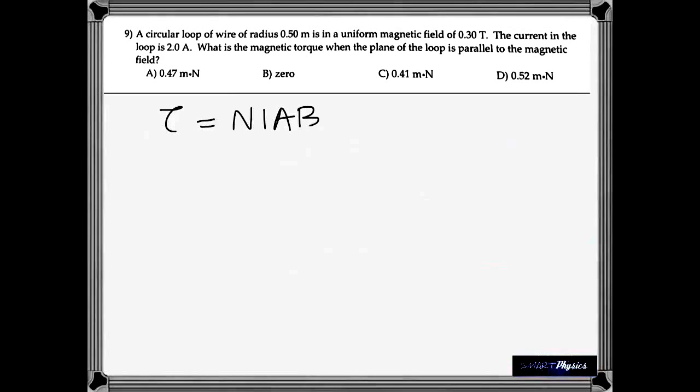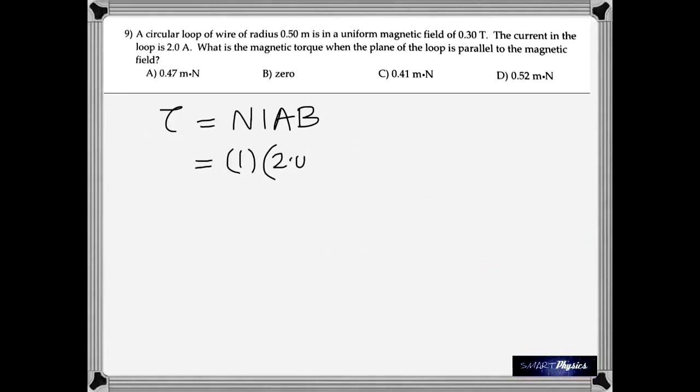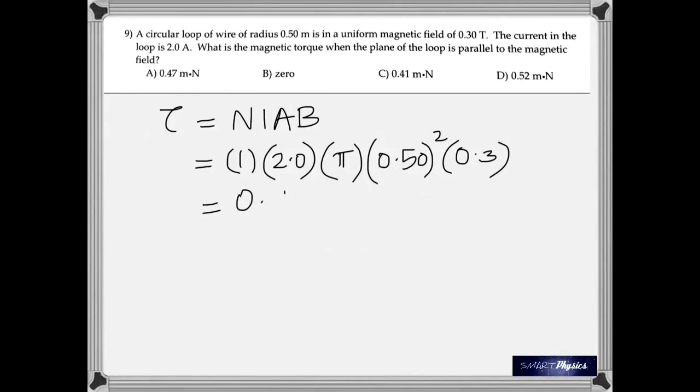Here, same problem, but this time the plane of the loop is parallel. So if the plane is parallel, then the angle is 90 degrees. Therefore, tau is NIAB sine theta, sine 90 is 1, that's why it's missing. It's a loop, so number of turns is 1, 2 amperes, and of course the area is pi r squared. And on calculation that gives 0.47 meter Newton.